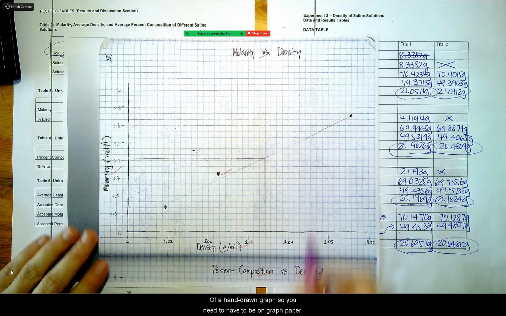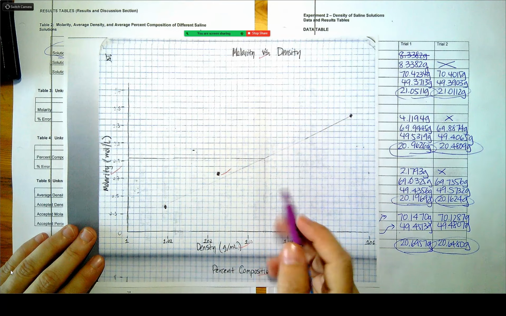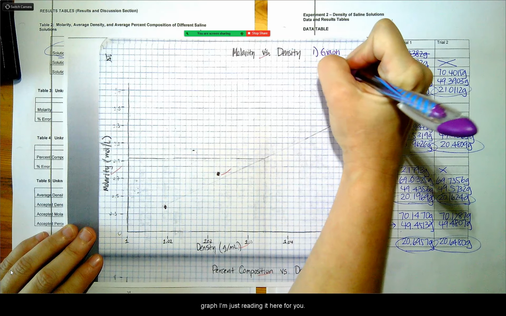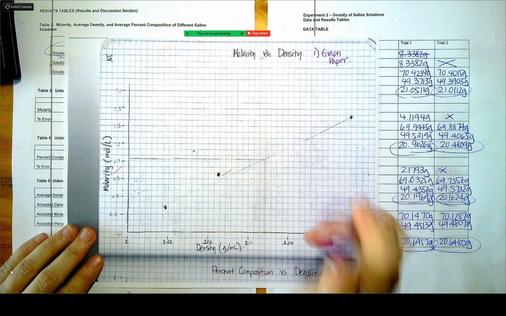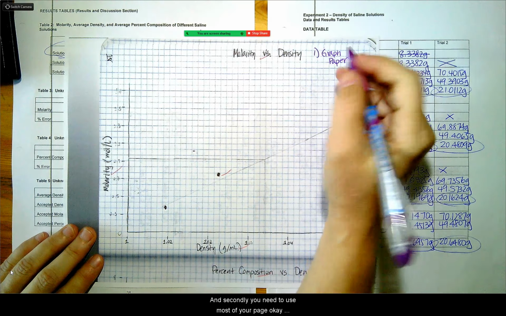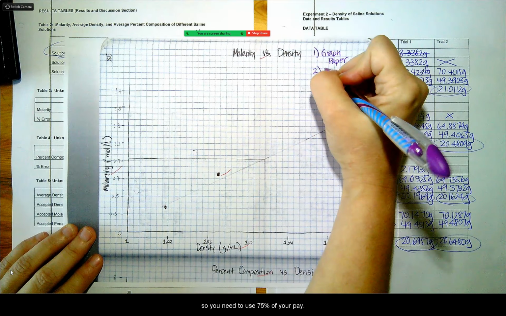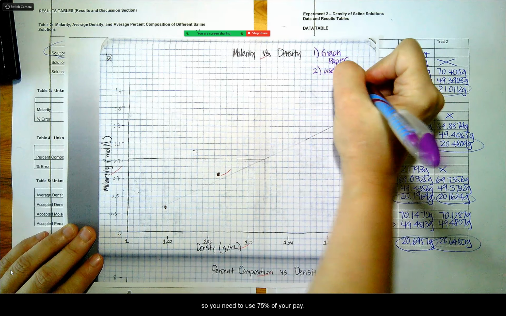Here I have an example of a hand-drawn graph. It has to be on graph paper. Don't write this on your graph, I'm just writing it here for you. And secondly, you need to use most of your page, so you need to use 75% of your page.